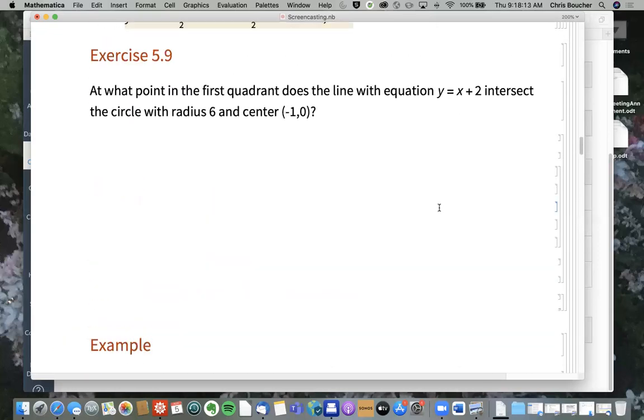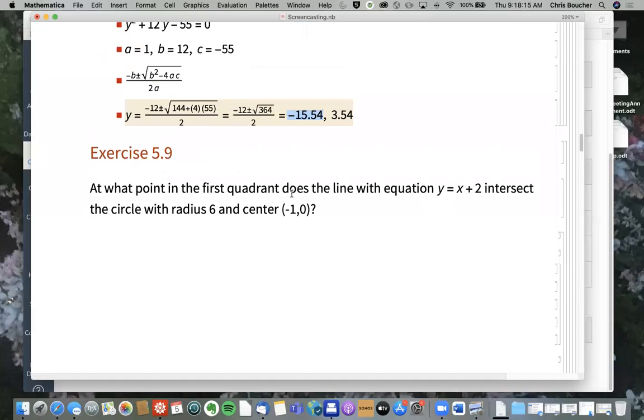We can go ahead and do this example now. At what point in the first quadrant does the line with equation y equals x plus 2 intersect the circle with radius 6 and center (-1, 0)? So this is kind of a geometry problem that we're going to do algebraically. We have a circle and we have a line that crosses through the circle at a couple of points, and we want to find where those points are. Notice that we recognize this as a linear function.